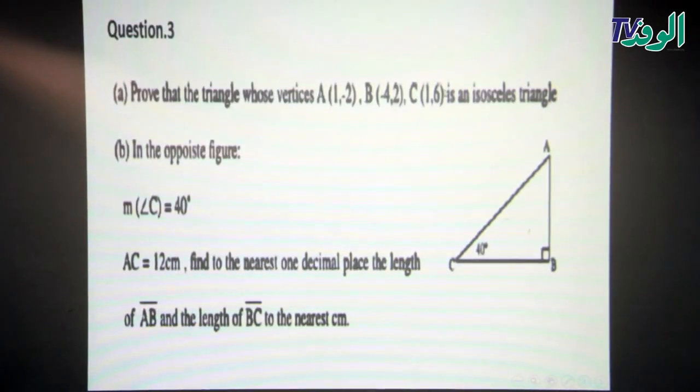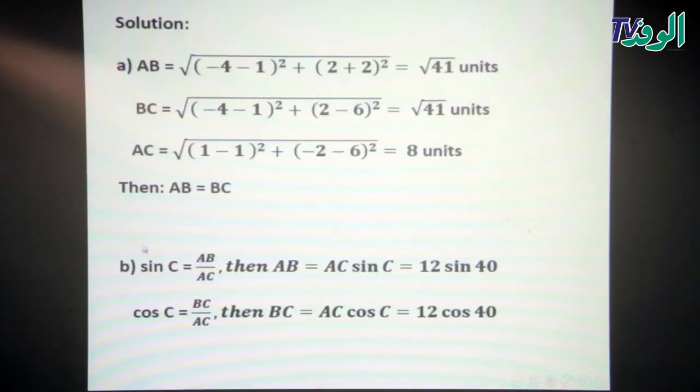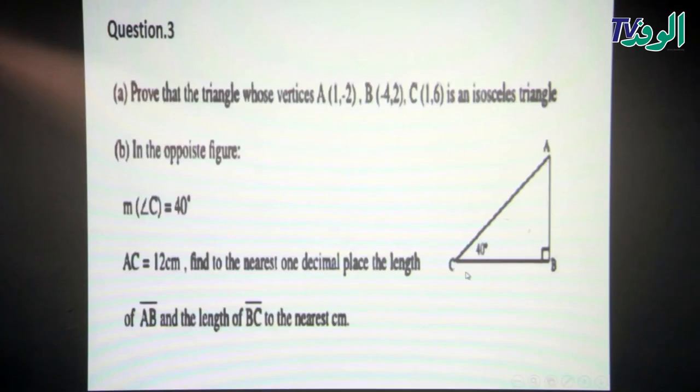Number B, in the opposite figure, measure of angle C is 40, AC is 12. Find to the nearest one decimal place the length of AB. لو هناخد بالنا هنا حبايبي AB is opposite to angle 40 and we have the hypotenuse. Then we can use sine C equals AB over AC and AB equals AC times sine C, so it's 12 sine 40. Use calculator to find it to the nearest one decimal place.